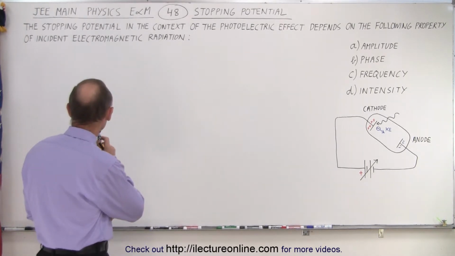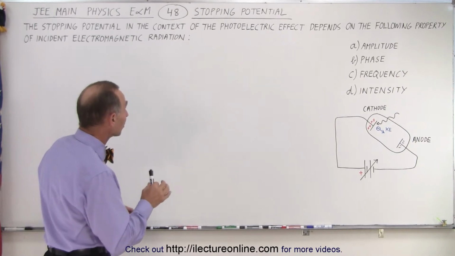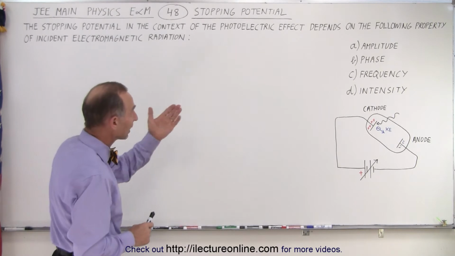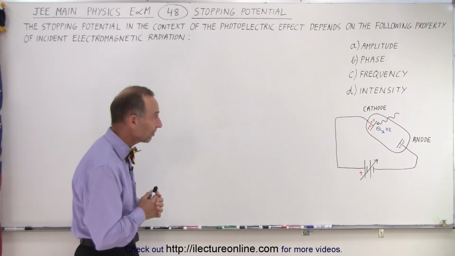It says, the stopping potential in the context of the photoelectric effect depends on the following property of incident electromagnetic radiation, and they give us four possible answers: amplitude, phase, frequency, or intensity.